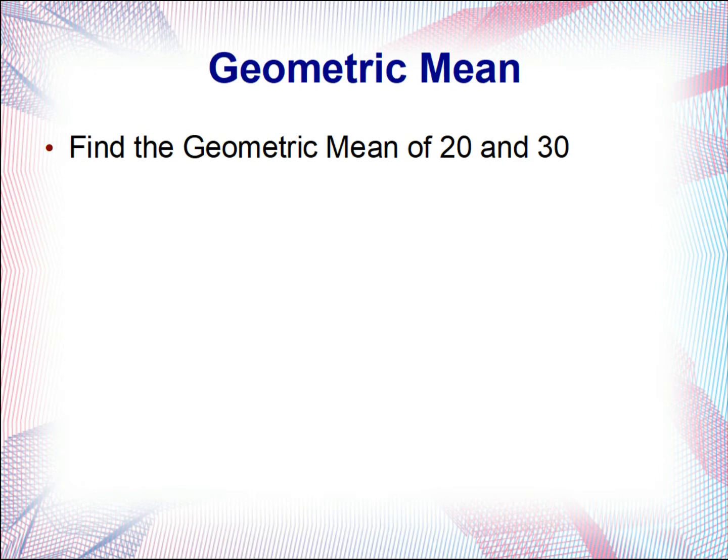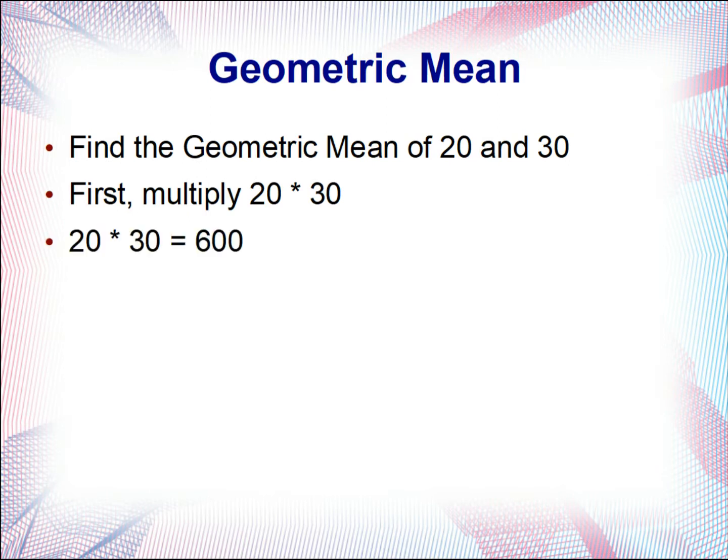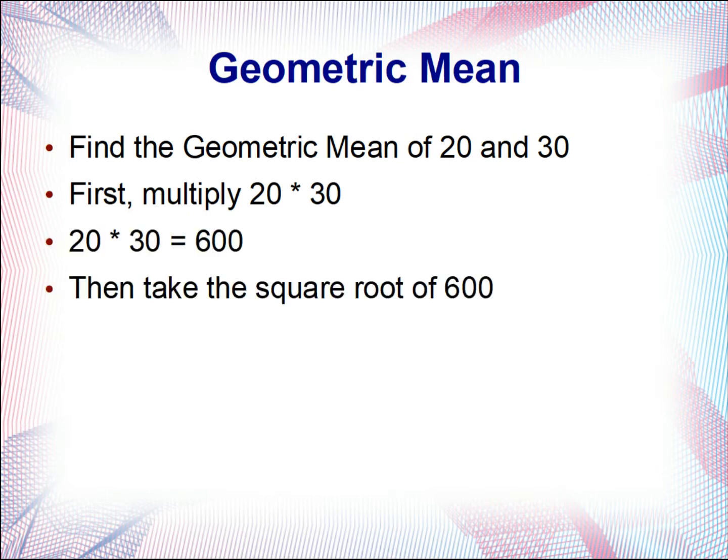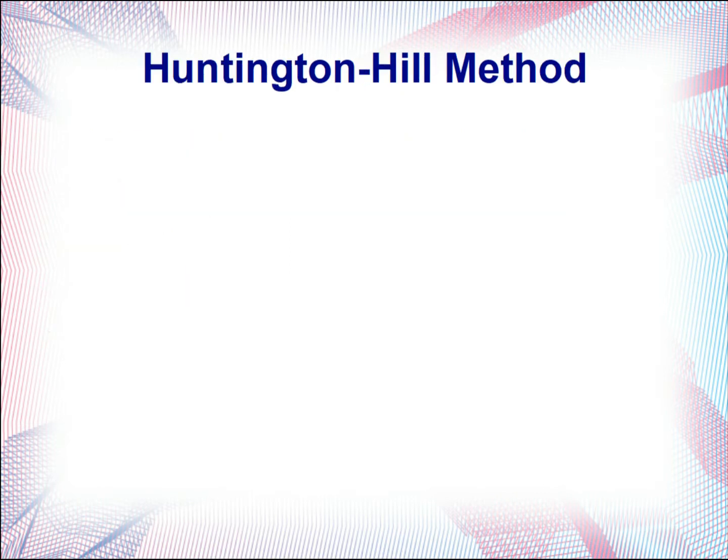If I want to find the geometric mean of the numbers 20 and 30, first thing I do is I multiply 20 and 30 together. So 20 times 30 is 600, and then I take the square root of 600. So the square root of 600 is about 24.49. So that's the geometric mean. It's not very hard, but you definitely need a calculator to do this part.